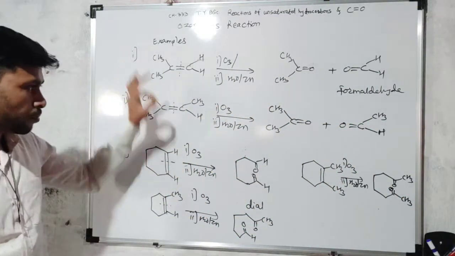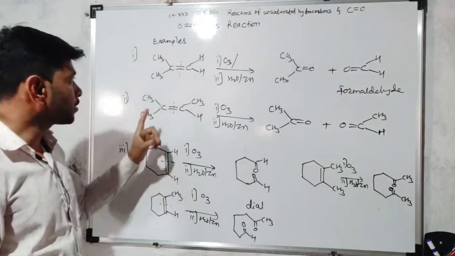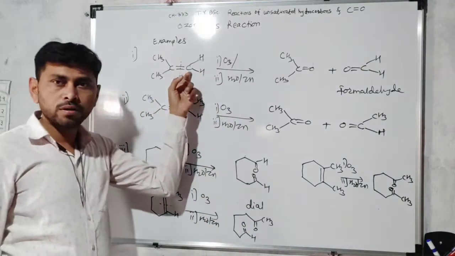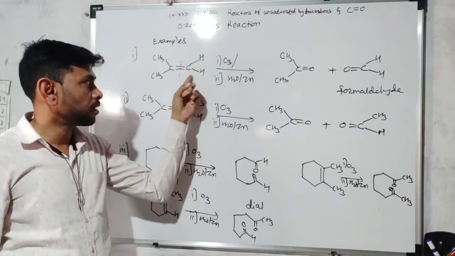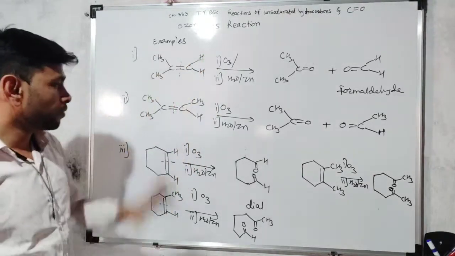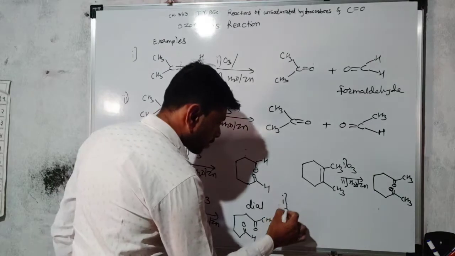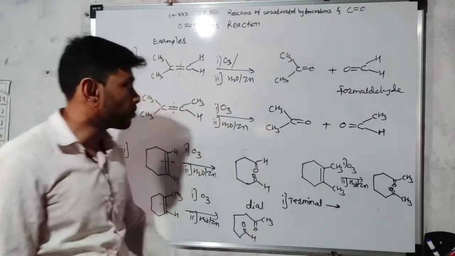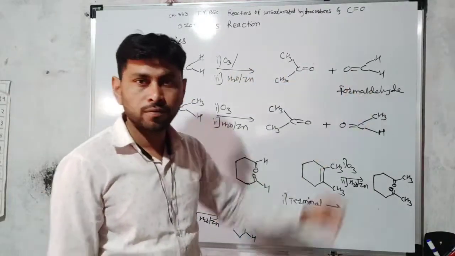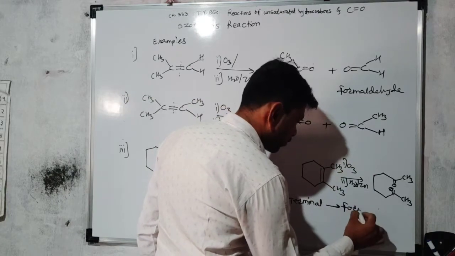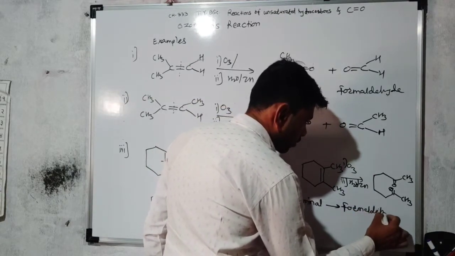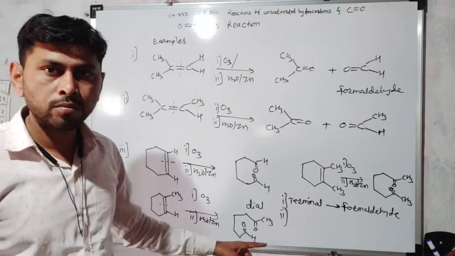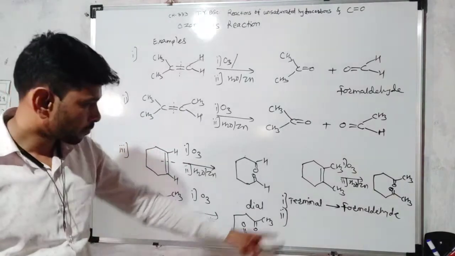What is our observation from these reactions? If the carbon-carbon double bonded carbon is a terminal carbon, without substituent, then one of the products must be formaldehyde.